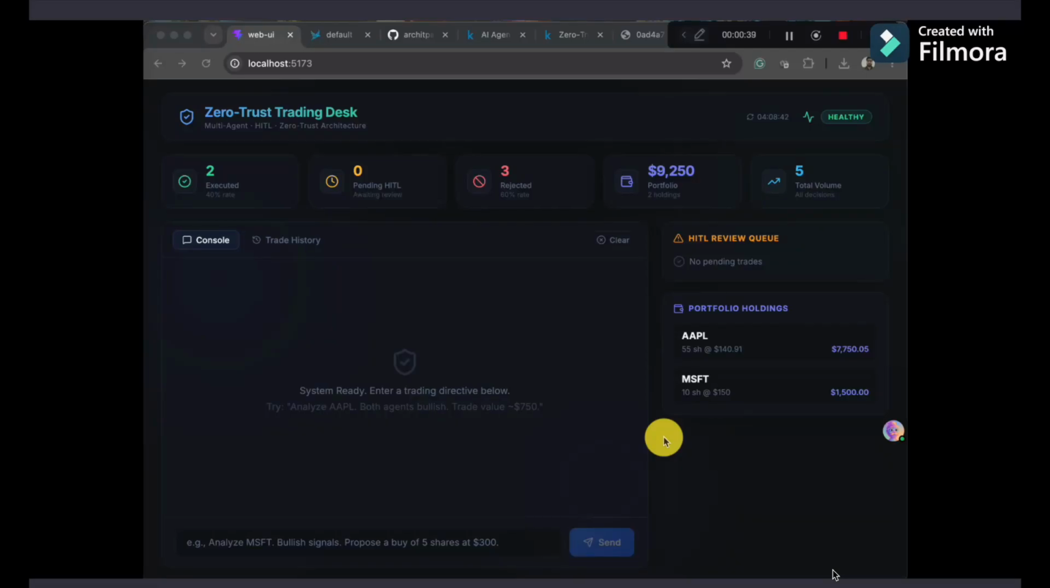Hello everyone, this is the demo of our capstone project named Zero Trust Trading Desk. This is a multi-agent, human-in-the-loop, zero trust architecture based project. Consider a scenario where there is a trader who has to make a couple of execution trades. This application is not just for the traders of institutions, but also for retail traders.